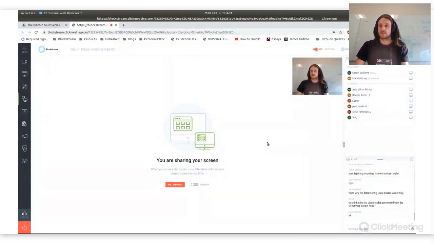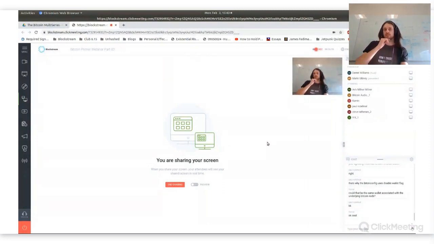Could that be the same wallet associated? I think in theory it can, Corbin, but I don't think it's how it works at the moment. Keep in mind, guys, this presentation is not aimed at practical everyday usage, like how it works in the implementations we're using today. We're just trying to get a higher level look at how it works.